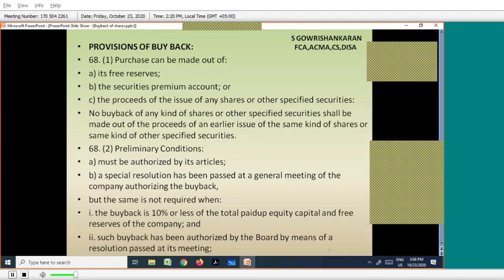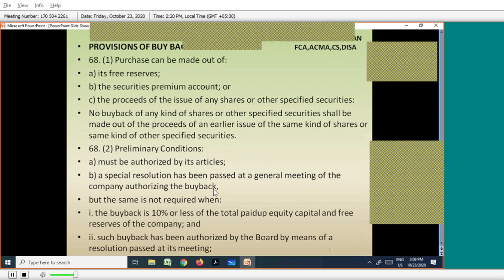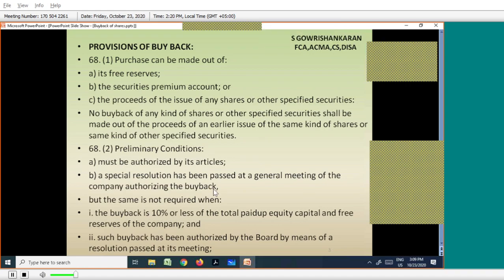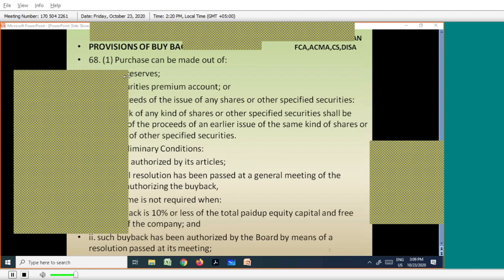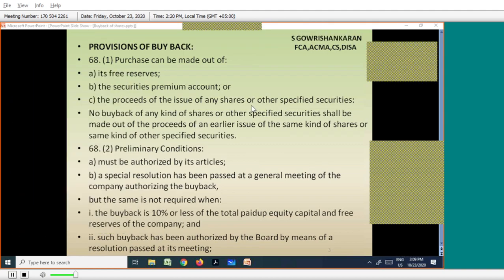Then you can ask me the next question: what is the maximum limit, sir? Maximum limit means, how much can I buy back? Shall I buy back 100% of the share capital? 50%? 75%? What is the maximum limit allowed under the Companies Act? Any guess? Can you guess the maximum percentage allowed under the buyback? Please share your views.